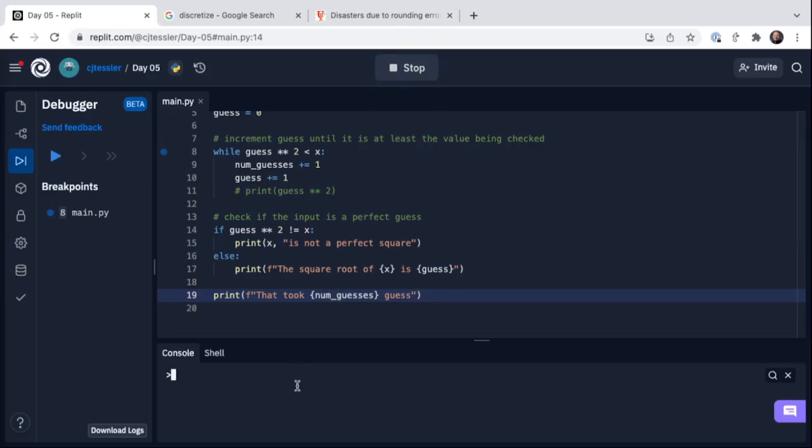By the way, if you guys have autocomplete on, that probably saves you from a lot of these little typos. So let's do 25. Okay. Oh, finally. Third time's the charm. Took 5 guesses.